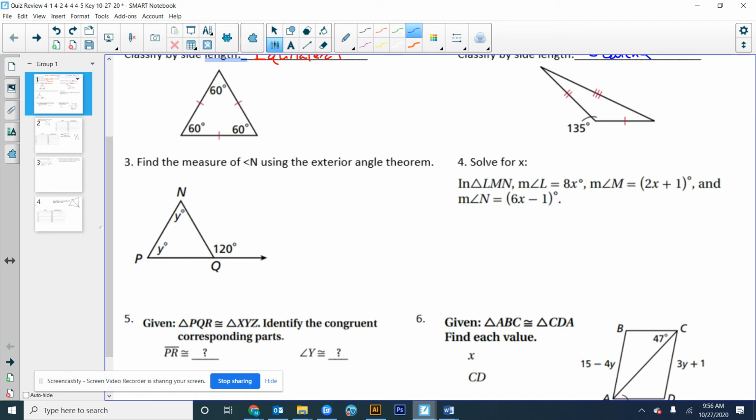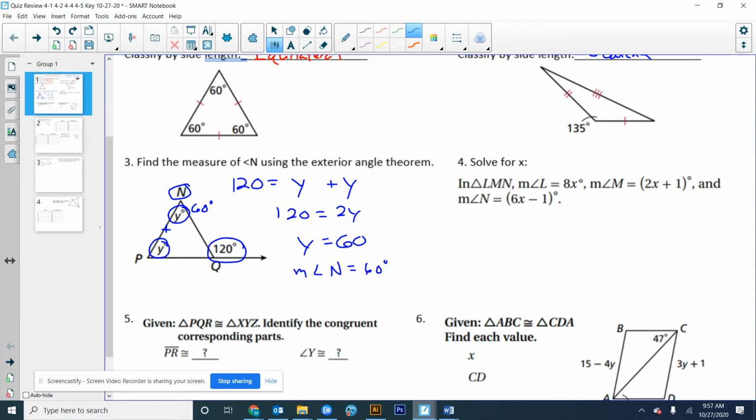All right, find the measure of angle n. Well, you have to use the exterior angle theorem. The exterior angle theorem says the exterior angle of a triangle is equal to the sum of the two remote interior angles. So this one happened to be y and y, so you had to add y plus y. No matter what these two are, though, you add them up and set them equal to the exterior angle. So in this case, it was 120 equals 2y, divide by 2, y equals 60. And since the angle is y, the angle is 60 degrees. So the measure of angle n was 60 degrees.